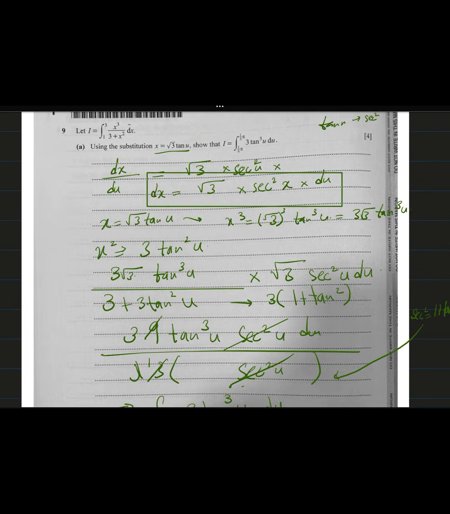So we can rewrite this integral as integral of 3 tan cube u with pi by 6 as the lower limit and pi by 3 as the upper limit, and that is shown as it was asked in the question.